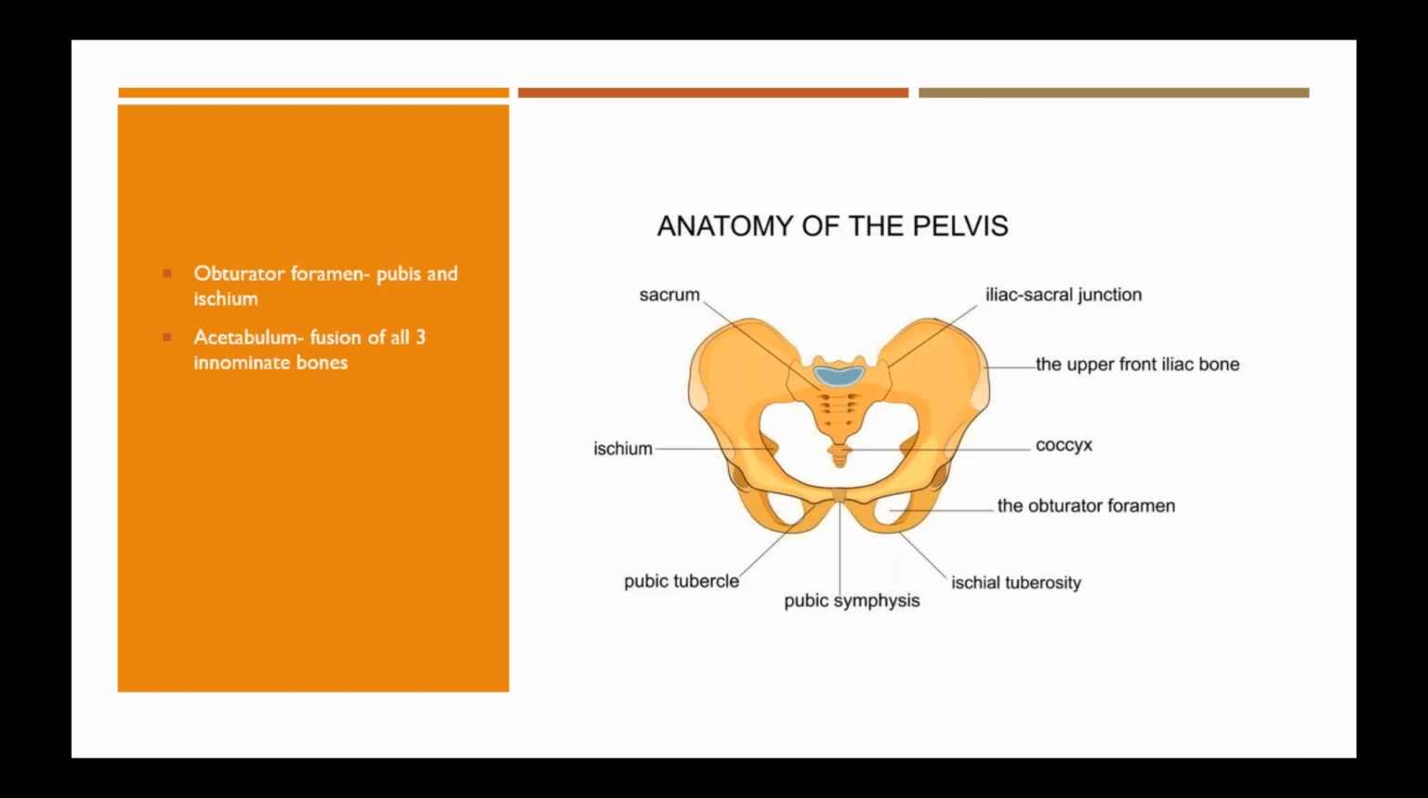Coming to the anatomy of the pelvis, you can see that there is an obturator foramen over here, between the pubis and the ischium. So this has been asked in the exam before. There's an acetabulum, which is a fusion of all three innominate bones. Here you can see this part is the sacrum. This is the sacroiliac joint, upper part of the iliac bone. This is the coccyx over here. And this forms the obturator foramina. You can see there's a symphysis pubis, the ischial tuberosity. There's a pubic tubercle here, and this is the ischial part.